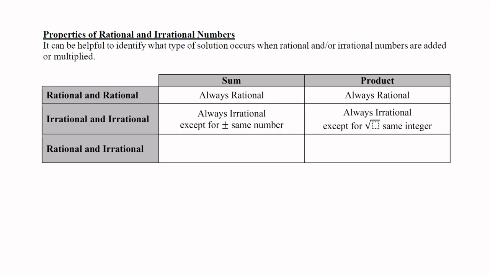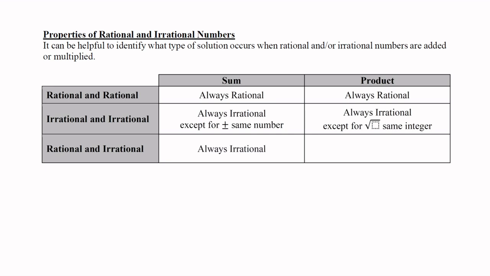And 7 is rational. So if you have the square root of the same integer being multiplied on itself, then you're going to get a rational result instead of irrational. Otherwise, it will be irrational. Now, what if you take an irrational number and add it to a rational number? Well, you're always going to have an irrational number.